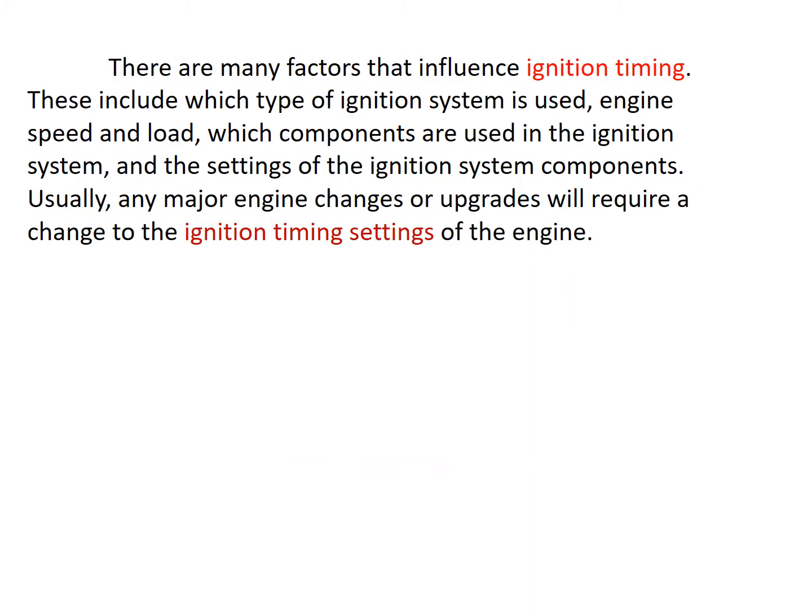There are many factors that influence the ignition timing. These include the type of ignition system used, engine speed and load, which components are used in the ignition system, and the setting of the ignition system components. Usually any major engine changes or upgrade will require a change to the ignition timing setting. So if you do an overhaul of the engine, then you have to adjust back the ignition timing or the timing of the engine.